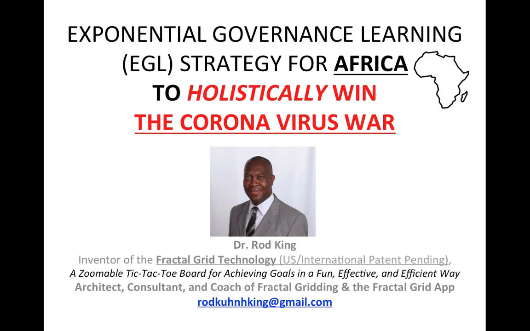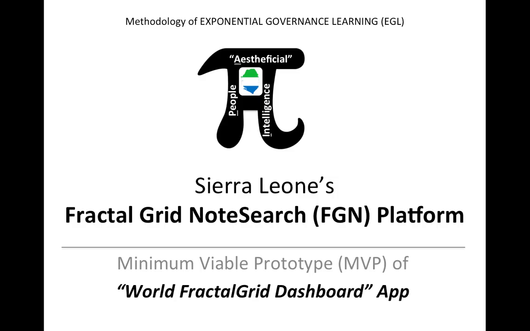Today I'm going to talk about a strategy for holistically winning the coronavirus war. There are many strategies that one could use, but in this presentation, our strategy is focused on the methodology of exponential governance learning. Under exponential governance learning, we are going to introduce what we call a world fractal grid dashboard app. That app is developed on the platform of the fractal grid node search, which has its heritage in Sierra Leone, a country in West Africa.